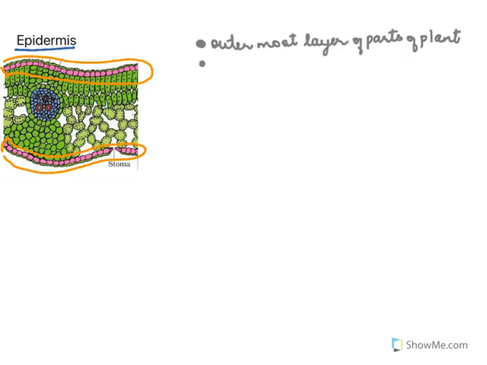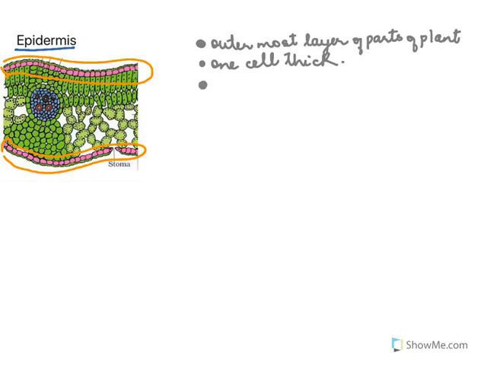We'll now go ahead and learn about the epidermis. The epidermis is the outermost layer of the plant. It is just made up of one cell layer. Here I have marked the epidermis, and since it is the outermost layer of the plant, it is protective in nature. The cells of the epidermis are very closely packed to make sure that the inner parts of the plant are well protected. It is just one cell thick.